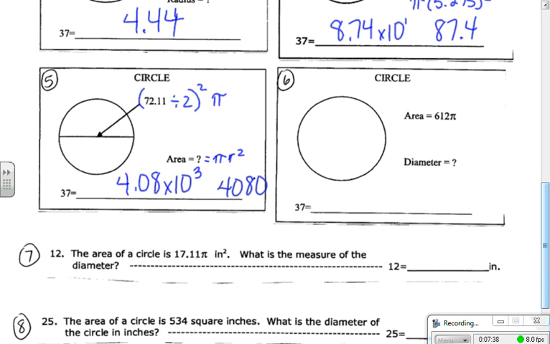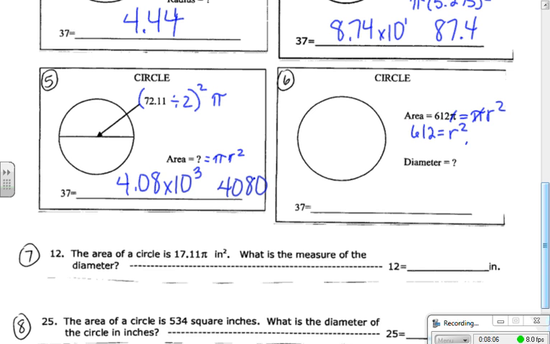Okay, number 6. Our area is 612 pi, and our area we know is equal to pi r squared. Whenever you have pi on both sides that's being multiplied on both sides, that means that it will reduce out, or it basically cancels out on both sides. So what you're left with is 612 is our radius squared. And think about, how do you undo a square? We have to take the square root.